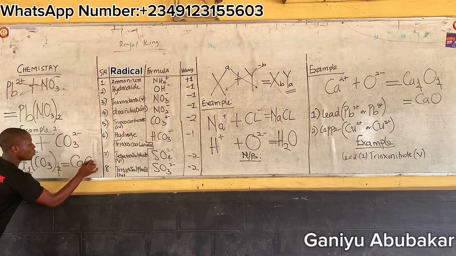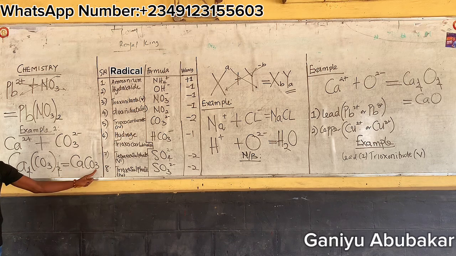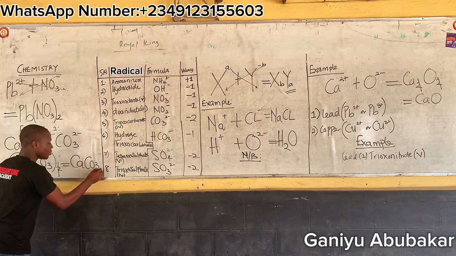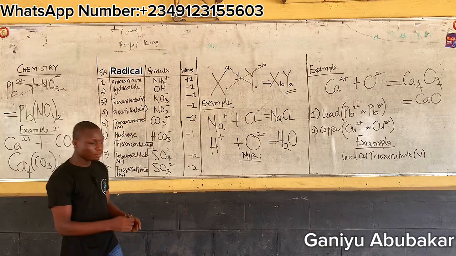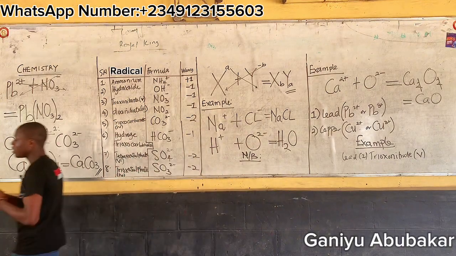CaCO3. This is called what there? Calcium trioxocarbonate(IV). Formula for limestone. It's very important. That's it, please. Let me give some assignment to try.